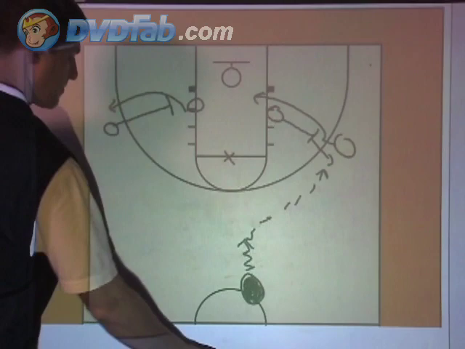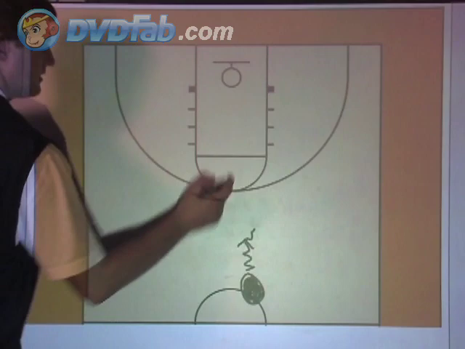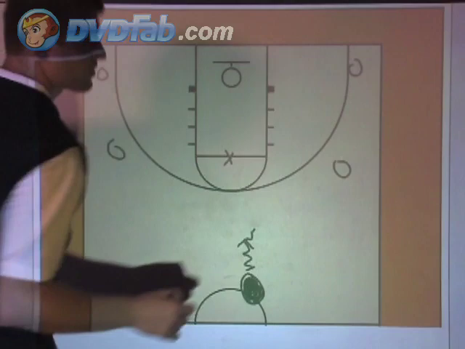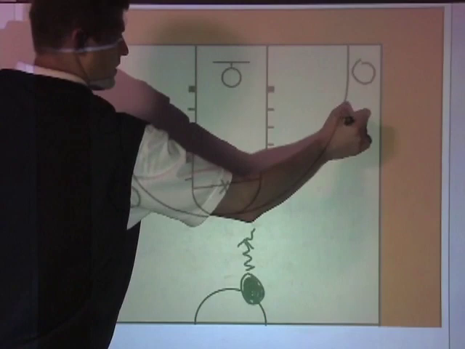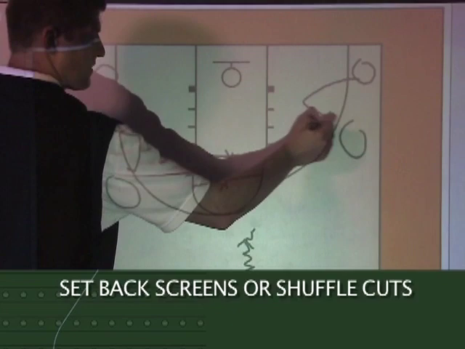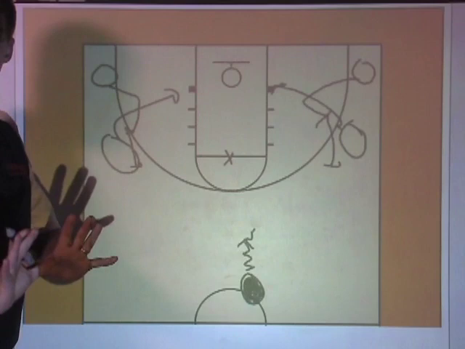Another entry that can happen is the players in the corner, again using verbal communication, can then set back screens or shuffle cuts for these players to come off of, and then they can pop back and get into proper position in order to catch the basketball, and we can make an effective entry into our offense as so.